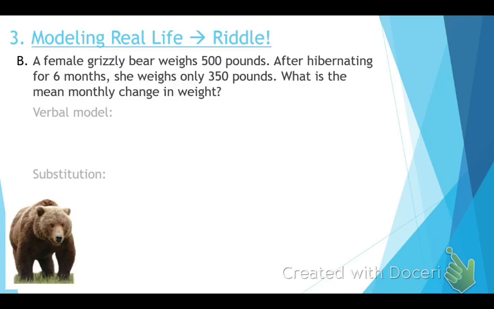All right, we're going to try to do another one very similar to that. I want you guys to read problem B on your own. All right, so problem B says, a female grizzly bear weighs 500 pounds. After hibernating for 6 months, she weighs only 350 pounds. What is the mean monthly change in weight?